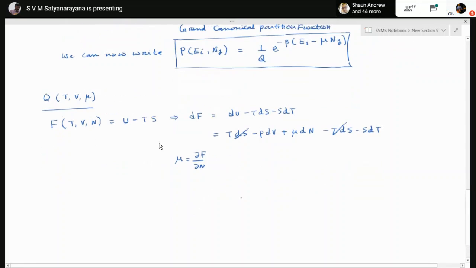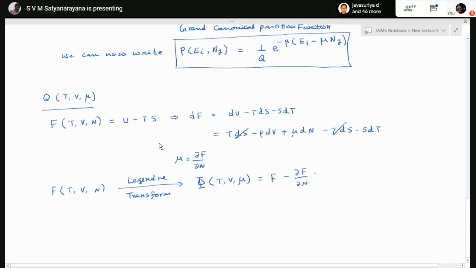So, if you want to make a Legendre transformation, you can take F of T, V, and N, and go through a Legendre transform to a potential, I will call it some phi, which is a function of T, V, and mu. And how will this look? This is F minus, the Legendre transform, the slope dou F by dou N times N. So this is nothing but F minus mu N.